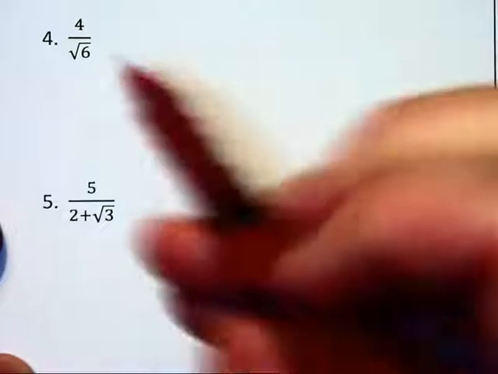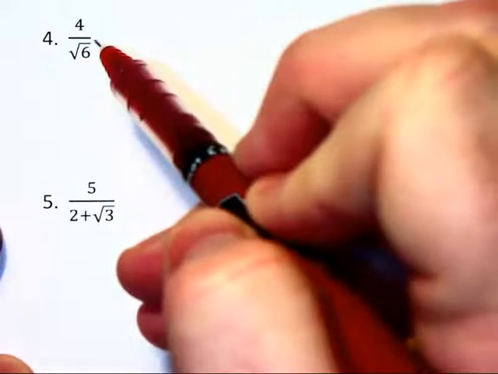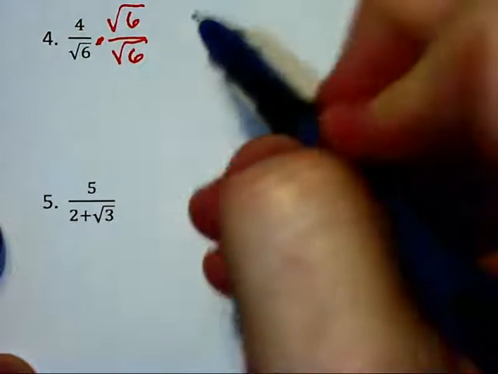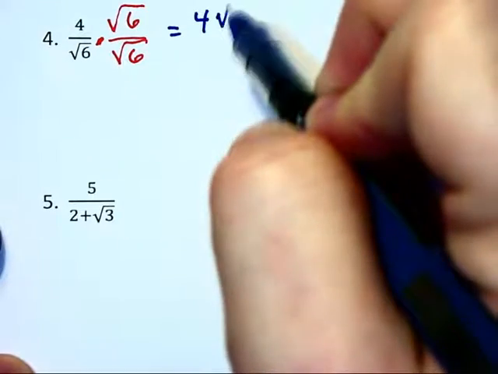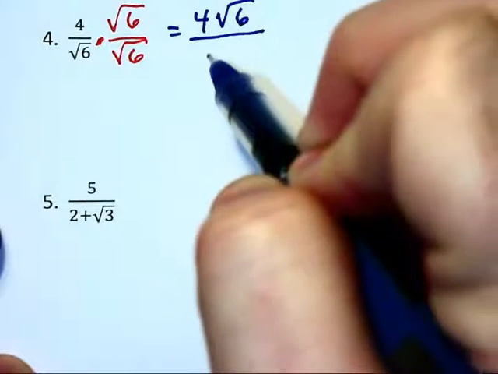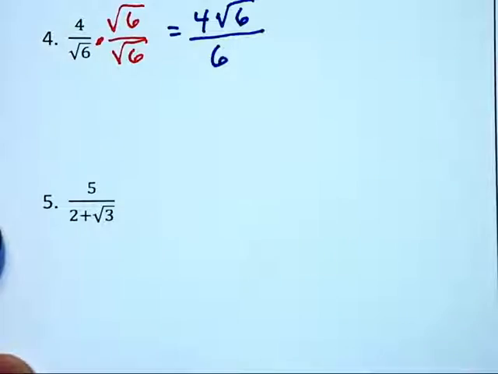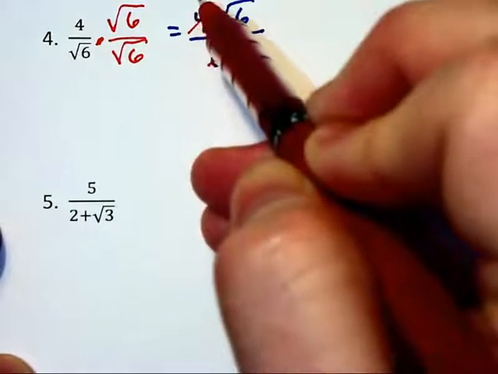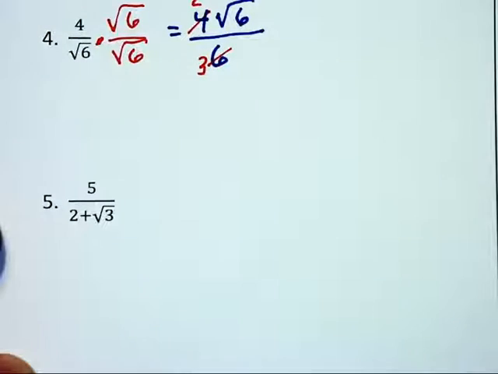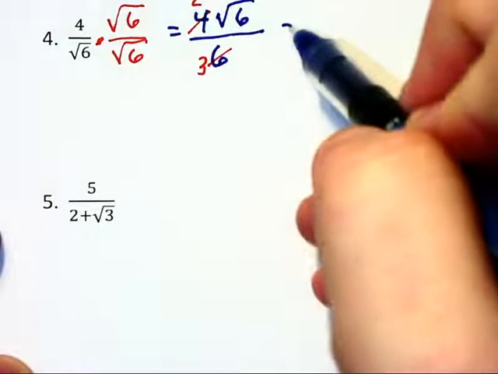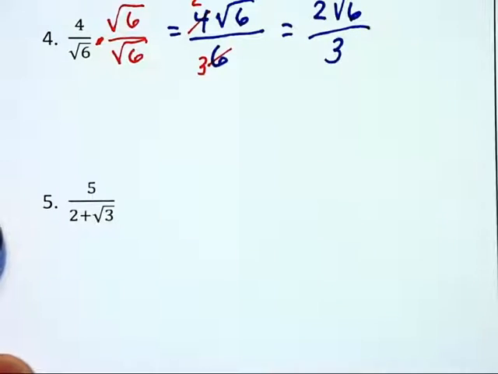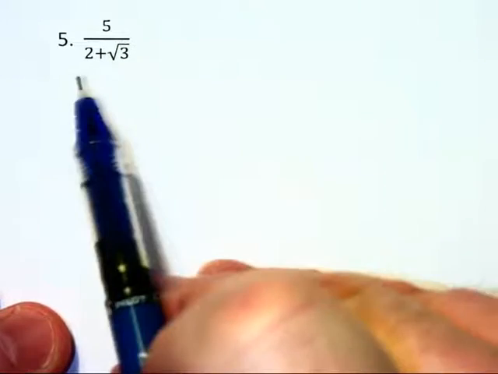For number 4, we cannot cancel the 4 and the 6. We need to rationalize the denominator by multiplying by root 6 over root 6. This will give us 4 root 6 in the numerator, and the square root of 36 becomes 6 in the denominator. However, the 4 and the 6 are both outside of a radical. Those are free to cancel with each other, and we will reduce this expression to 2 root 6 divided by 3.